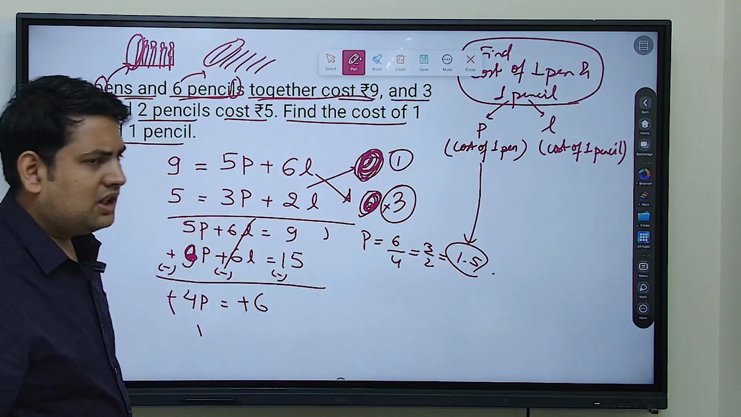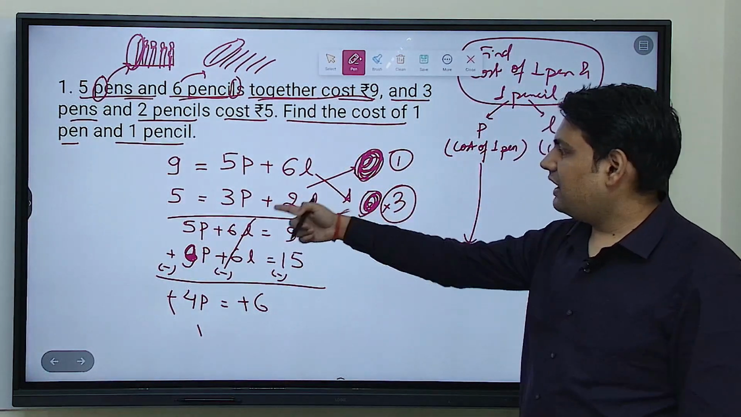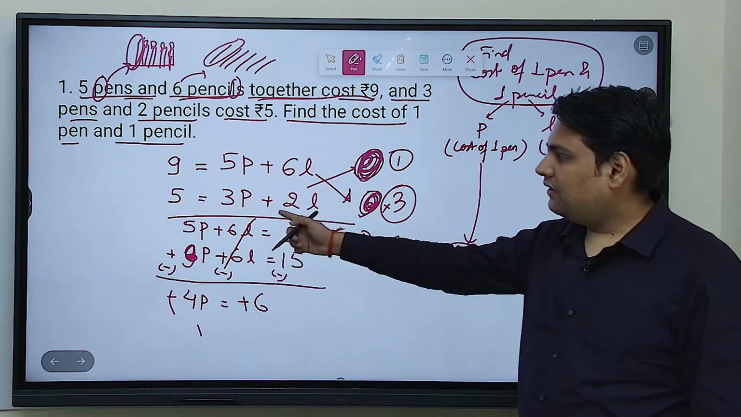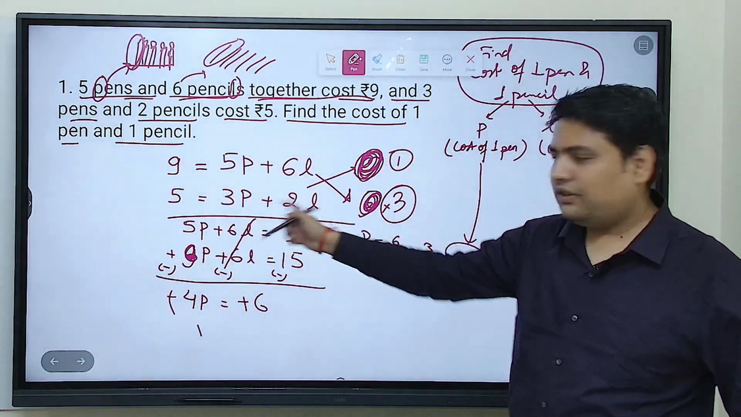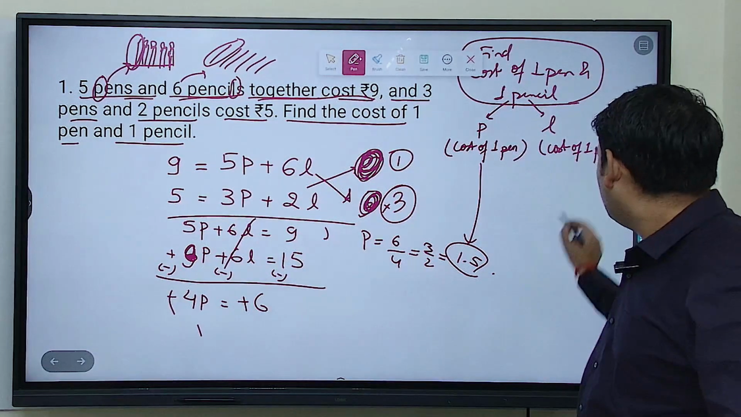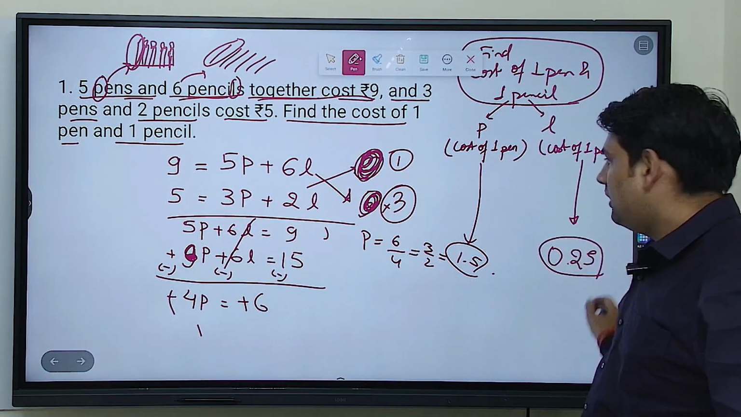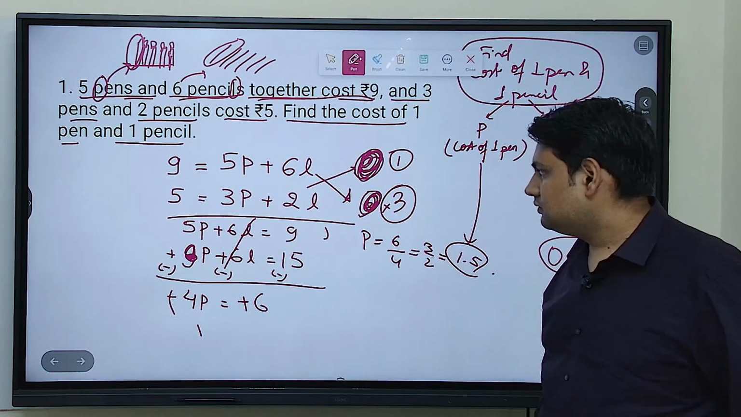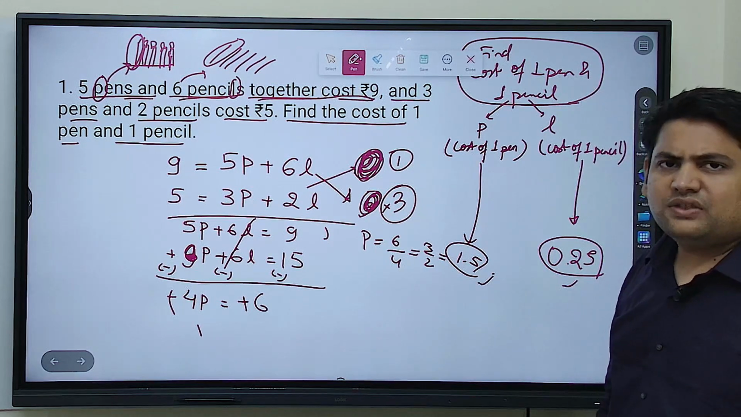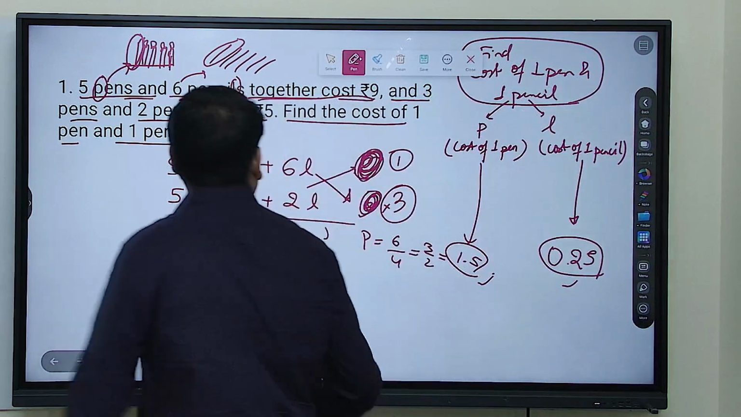Now you put it in any equation. What you will get? If you put it here, you get 1.5 into 3, that is 4.5. 5 minus 4.5 is 0.5. 0.5 divided by 2 will give you 0.25. So here cost of one pencil will be 0.25. Correct? Yes. These are your answers of cost of one pen and one pencil. Understood? Now, next.